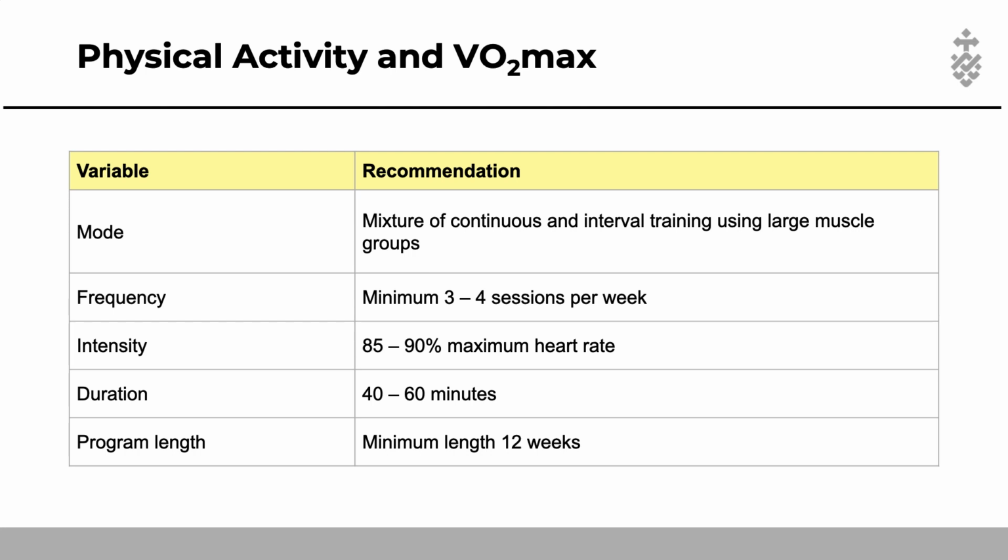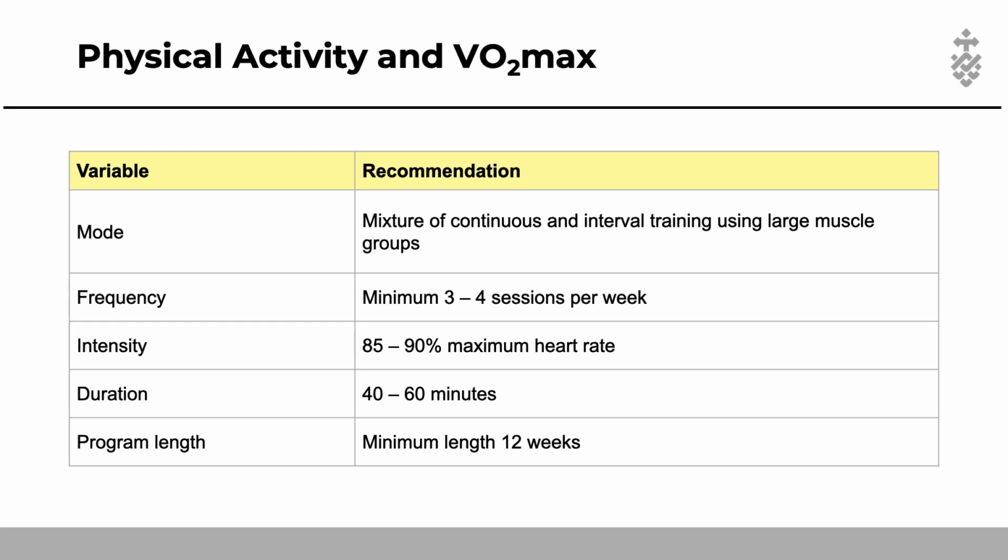So this is not the recommendations of the level of physical activity children should be participating in at this age. This is specifically for improving aerobic capacity. In order to improve VO2 max, children and adolescents should complete a mixture of continuous and interval training using large muscle groups, and they need to exercise around 3 to 4 times per week for 40 to 60 minutes in length.